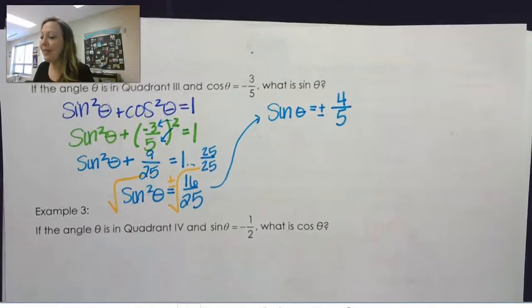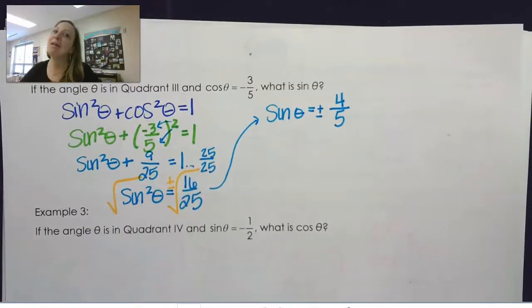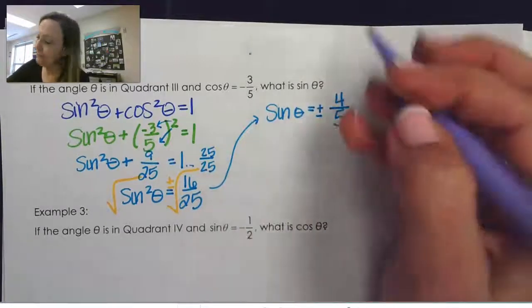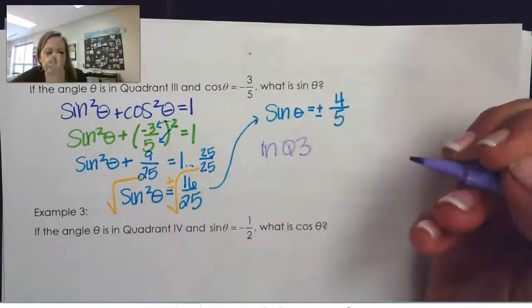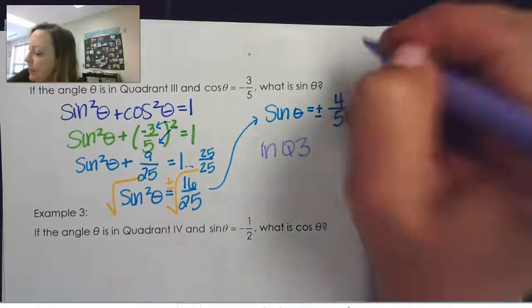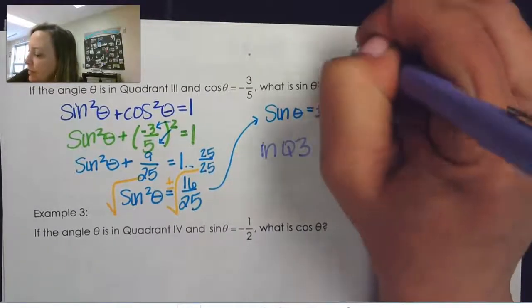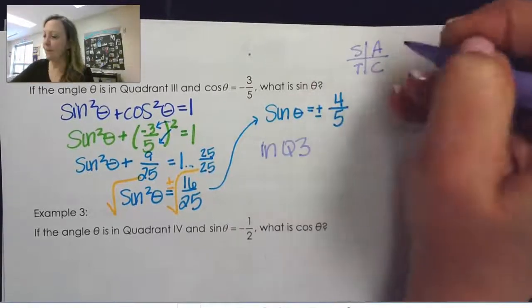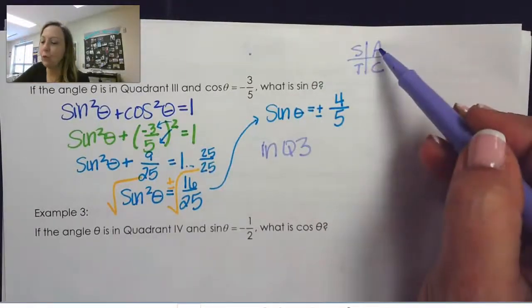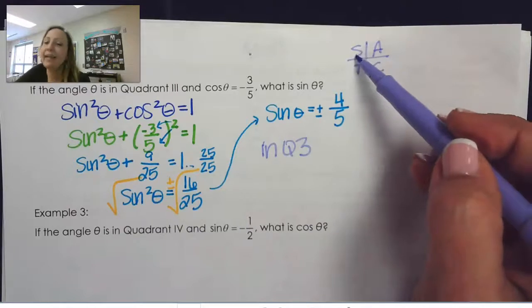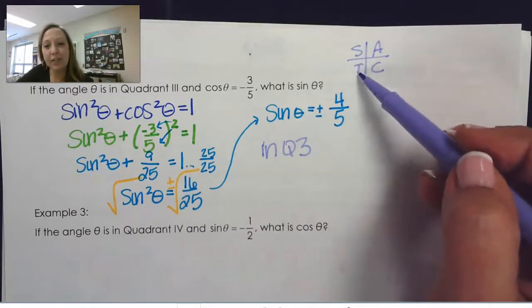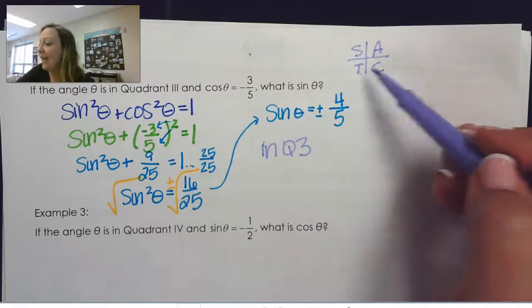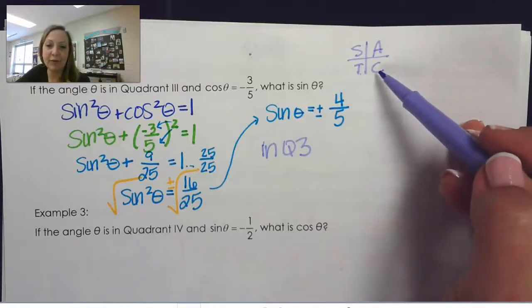Okay, so we have to decide which is it, because it can't be both at the same time. We know that this is in quadrant 3. And let's think about what was positive in quadrant 3. Remember how we talked about all students take calculus? All trig functions are positive in quadrant 1. Sine and cosecant are positive in quadrant 2. Tangent and cotangent are positive in quadrant 3, and cosine and secant are positive in quadrant 4.